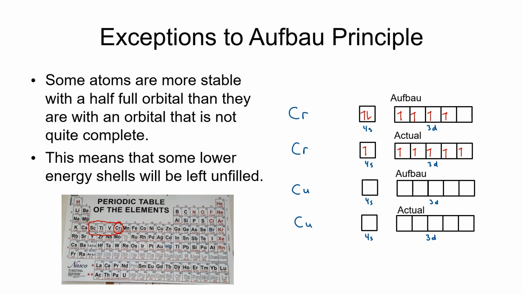Same thing happens with copper. You would expect 9 electrons in D, something like this, 1, 2, 3, 4, 5, 6, 7, 8, 9. But what you actually find is that a half-filled S orbital and a completely filled D must be more stable, because that is the actual way in which it is found. So there are a few places on the periodic table like that where it deviates a little bit from the pattern that we've been following to this point.